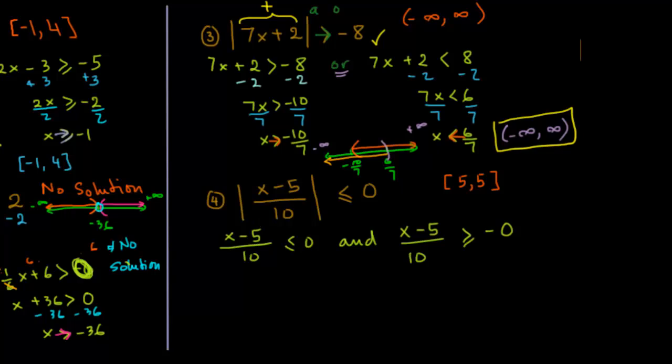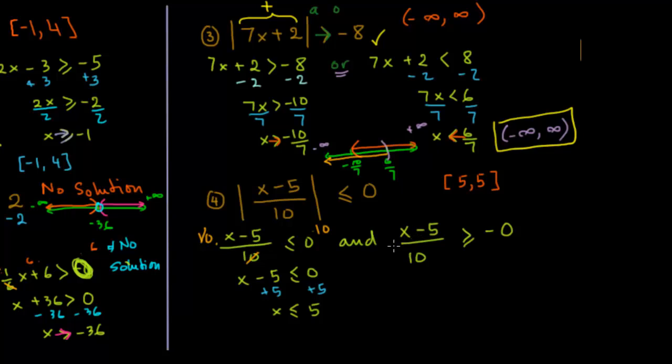Then we multiply both sides by 10 to get rid of the denominator. So 10 divided by 10 is 1 times x minus 5 will give me x minus 5 less than or equal to 0 times 10, which is 0. Then we add 5 on both sides. So x less than or equal to positive 5.